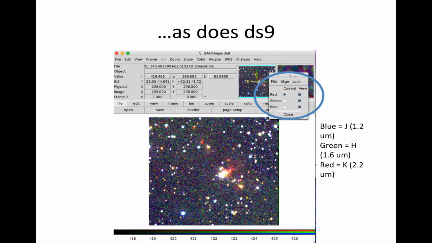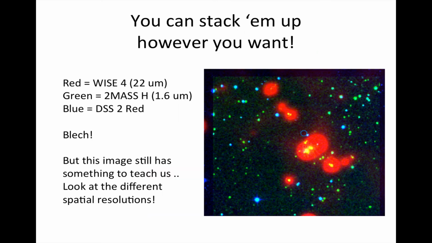So DS9 does the same thing. Here I've got blue is the J band, green is the H band, and red is the K band. But you can stack them up however you want. I mean, here I've done red is WISE 4 at 22 microns, green is 2MASS H at 1.6 microns, and blue is DSS red. This ends up with a really hideous looking image, but it still has something to teach us.